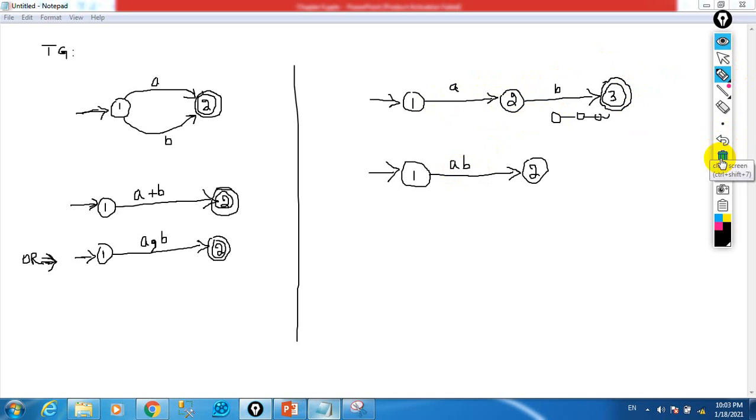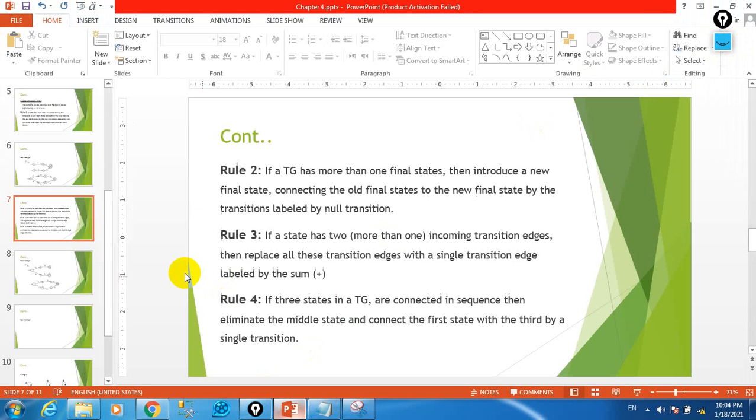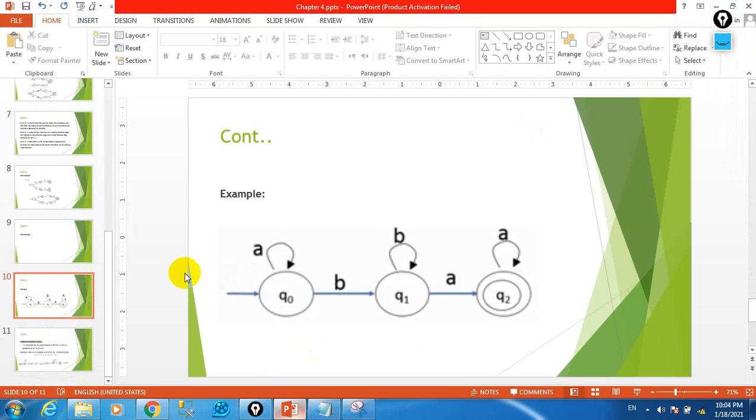So this was the fourth rule of the second part of Kleene's theorem. Now I will prove the second part of Kleene's theorem by using these rules. We will explain it using these rules, and we took an example there, so we will work that example. So these were the four rules of the second part of Kleene's theorem. Here let me show you the example. This is an example of Kleene's theorem second part. This is a TG and I will convert it to a regular expression.